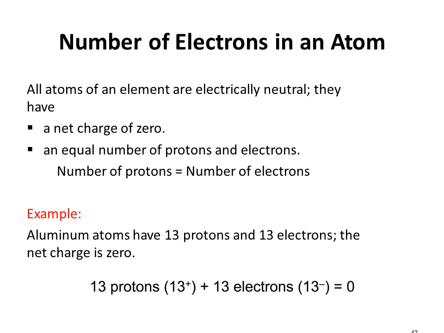Okay, so in our example here, we have aluminum. Aluminum has 13 protons and 13 electrons. Its net charge is 0 because protons are positive. We have 13 positives and electrons are negative. That's 13 negatives, and so they cancel each other out.